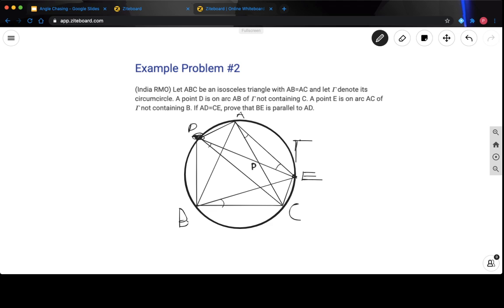And notice that triangle AEP is isosceles, since angle EAC is equal to angle PEA, so these two angles are equal. Now this means that triangle DPC is isosceles. So this angle is congruent to them as well.